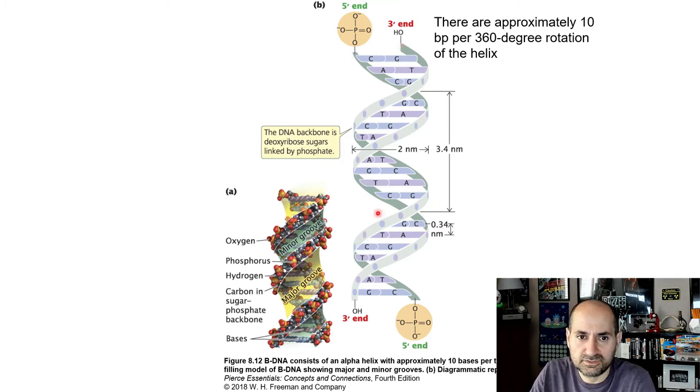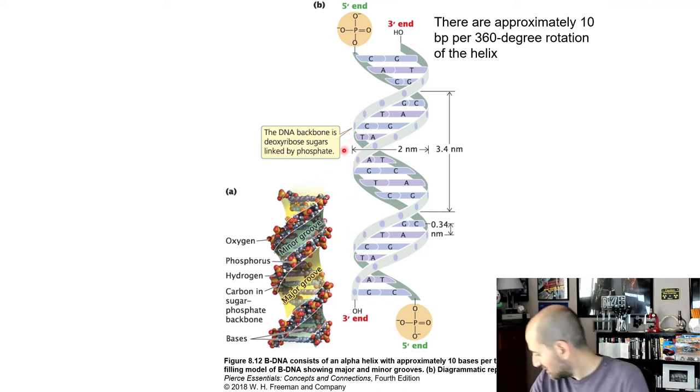And it looks like this. It's a double helix, but not a perfect helix. You've got what's known as a major groove. You see this big wedge here? That's the major groove. And then you've got the minor groove. You've got the little groove.